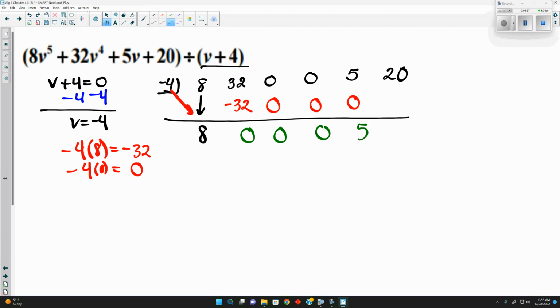Okay. Now we have something different. Negative 4 times 5 is negative 20.